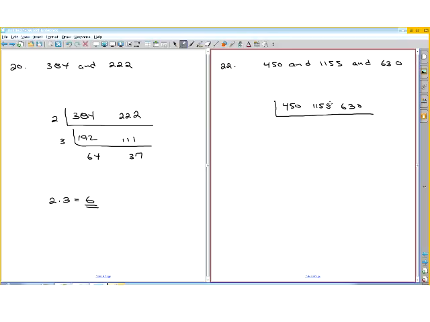Divide by something. Well, we can't divide by 2 because we already have an odd number. So the next option would be 3. So 450 divided by 3 is 150. 1155 divided by 3 is 385. And 630 divided by 3 is 210. So those all work. So we're going to divide each one by 3.